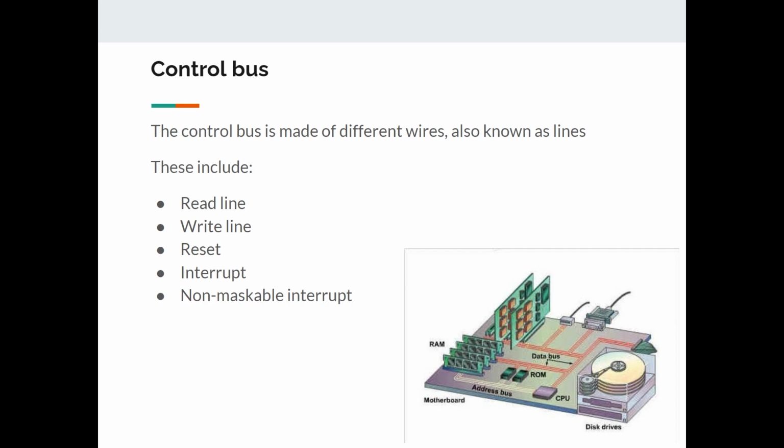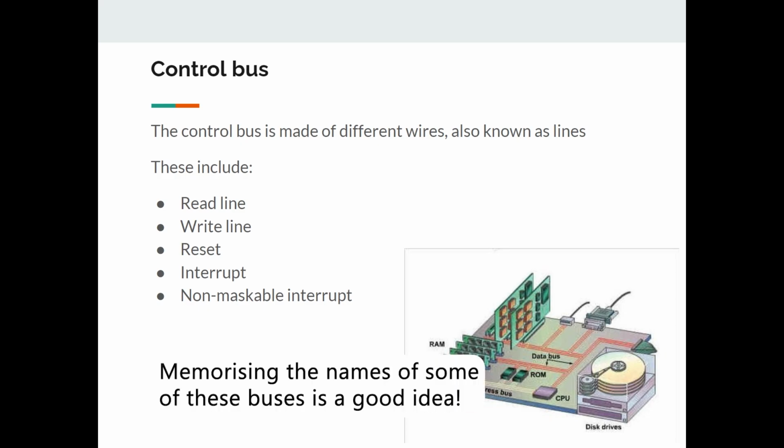And finally, the control bus. The control bus isn't a single wire. It's a collection of wires and they all do different things. We've got things like the read line, the write line, reset, interrupt, and there are lots more than these. You don't need to know what they do individually.